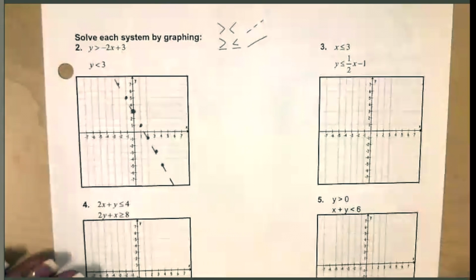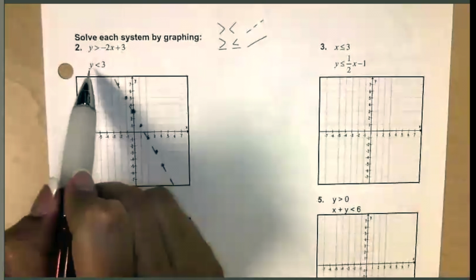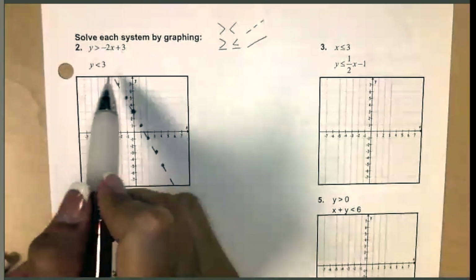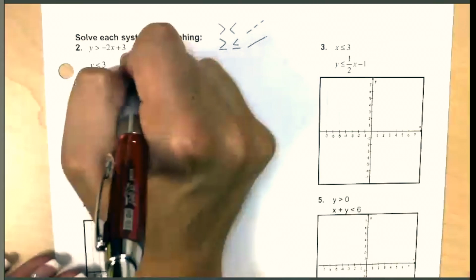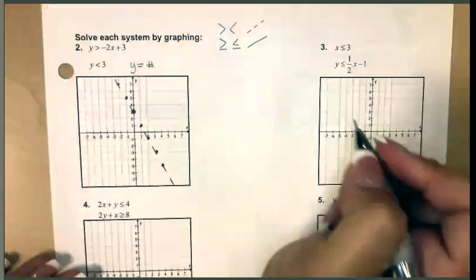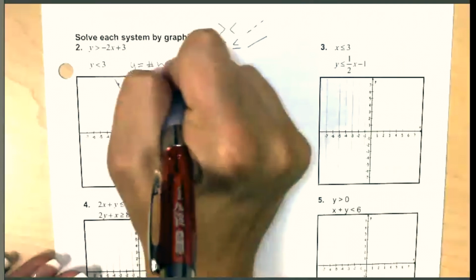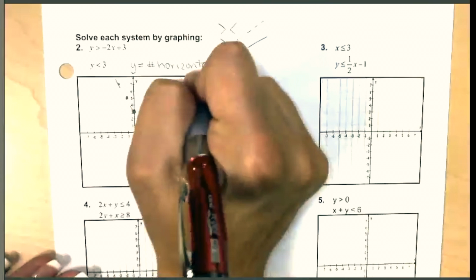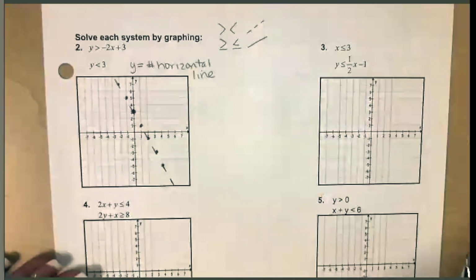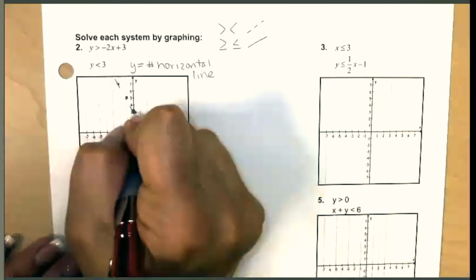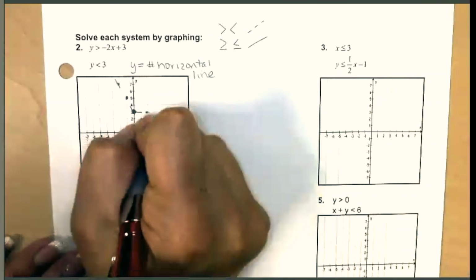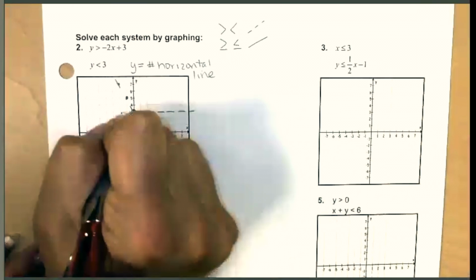For our second one here, we have y is less than 3. So we think about the line y equals 3. When we had y equals a number, that was a horizontal line. So we want a horizontal line at 3. Again, it's going to be dashed since there's no equal sign.